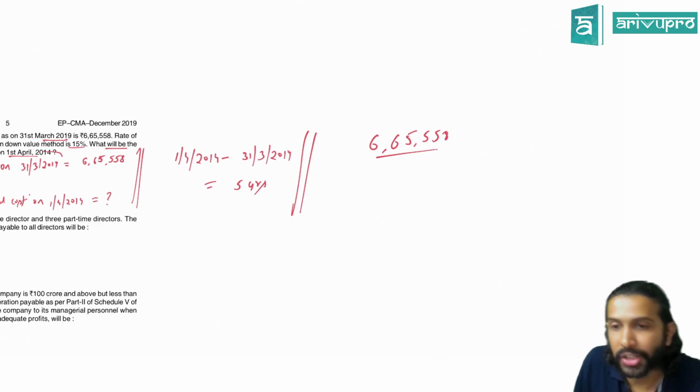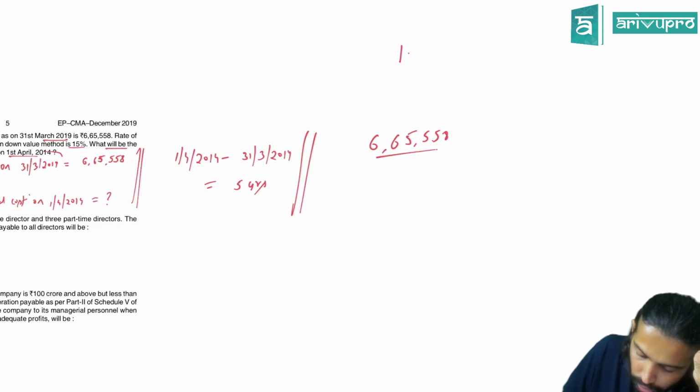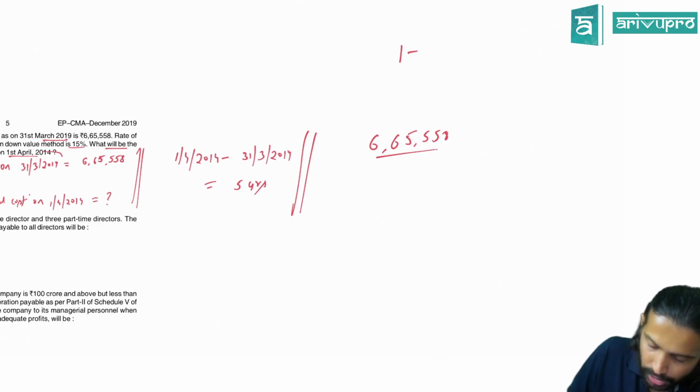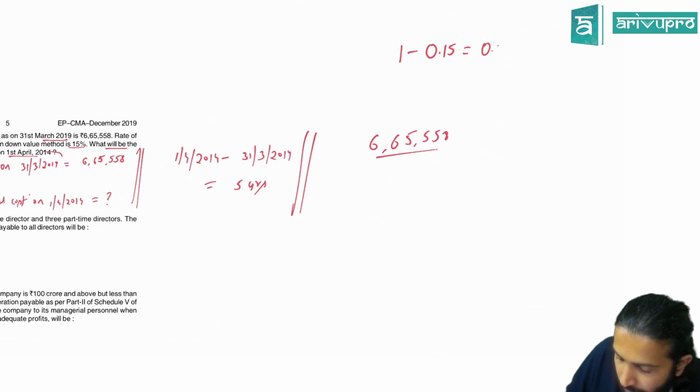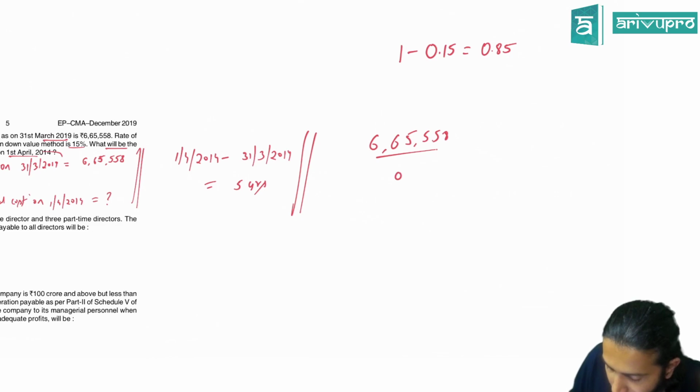6,65,558. Depreciation rate is how much? 15%. So do this simple kind of funda. 1 minus depreciation rate you do. What is depreciation rate here? 15%, which is 0.15. That means you have to divide by 0.85.